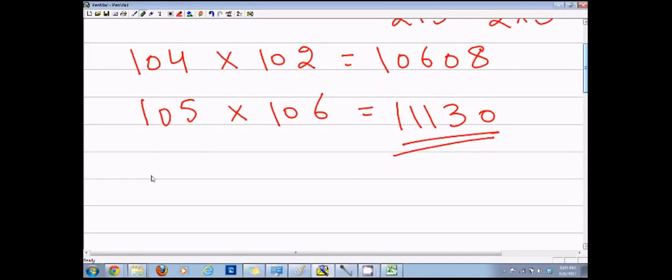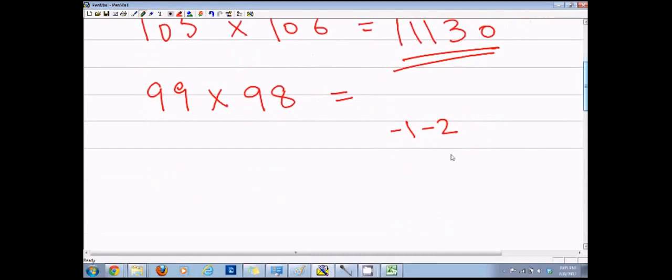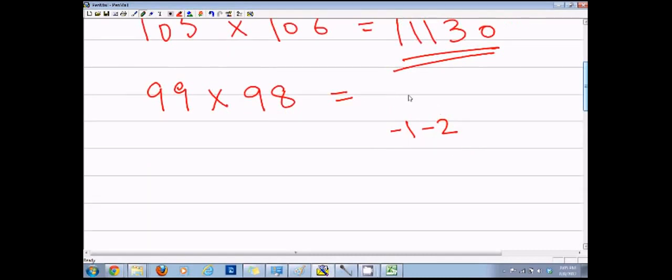If I have a number less than 100, for example 99, and I want to multiply by 98, so in this case we have 1 less than 100 and here 2 less than 100. So what we have to do is first write -1 minus 2, and that is equal to -3. So we will subtract that from 100, so that will be 97, and then multiply these two numbers together, and if we multiply them together it will be equal to -1 into -2, that is equal to 2. So answer is 9702.